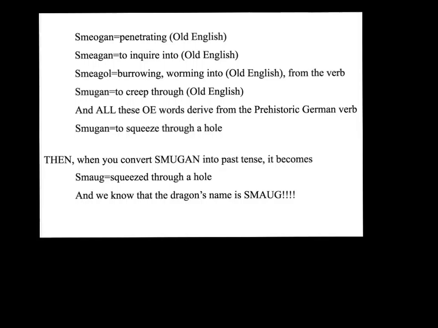Well, if we progress through my little flow chart that we have here, all of these Old English words derive from the prehistoric German verb smoogon, which means to squeeze through a hole. Then, which is really the important thing to be mindful of here, if you convert the verb smoogon into past tense, it becomes Smaug, squeeze through a hole. And we know that the dragon's name is Smaug.